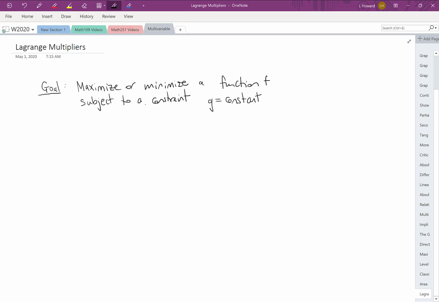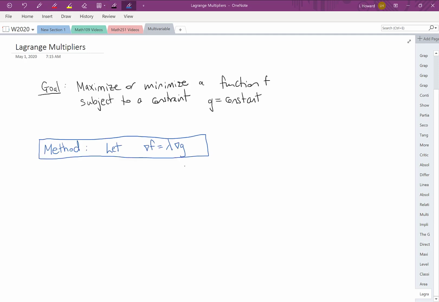In this video, we're going to look at an idea called Lagrange multipliers. And the goal of what we're doing in this section is to maximize or minimize a certain function f subject to a constraint that looks like function g equals a constant.